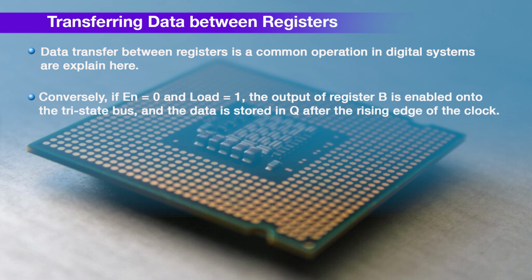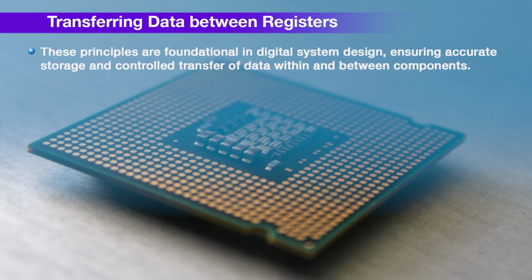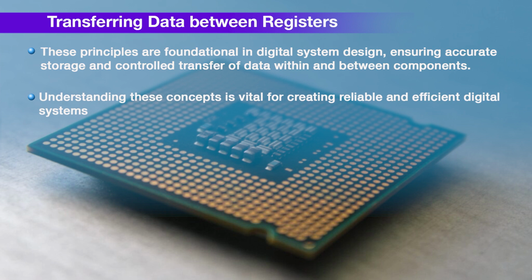Conversely, if enable En is 0 and load is equal to 1, the output of register B is enabled onto the tri-state bus and data is stored in Q after the rising edge of the clock. These principles are foundational in digital system design, ensuring accurate storage and controlled data transfer within the components. Understanding this concept is vital for creating reliable and efficient digital systems.